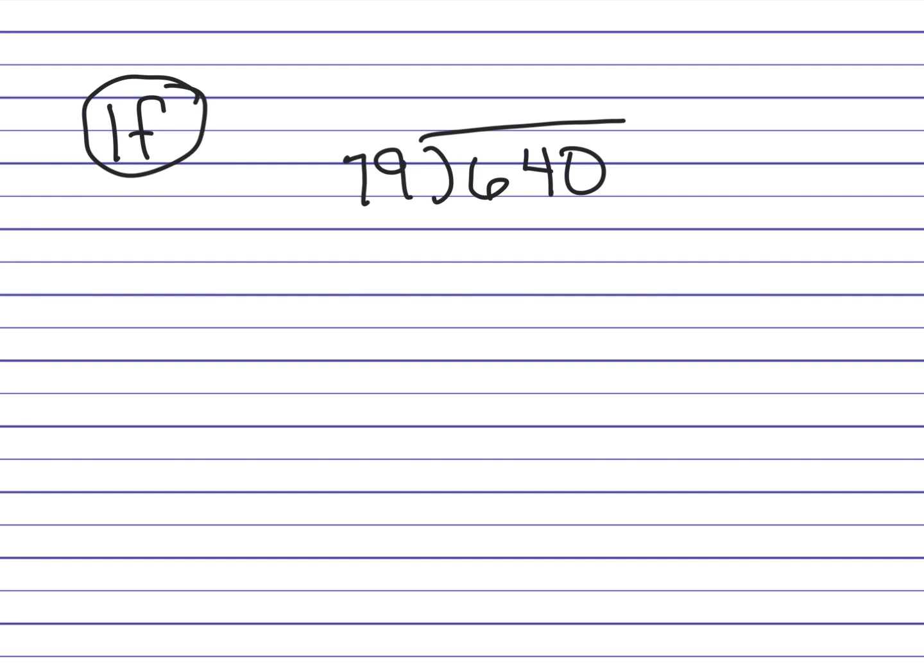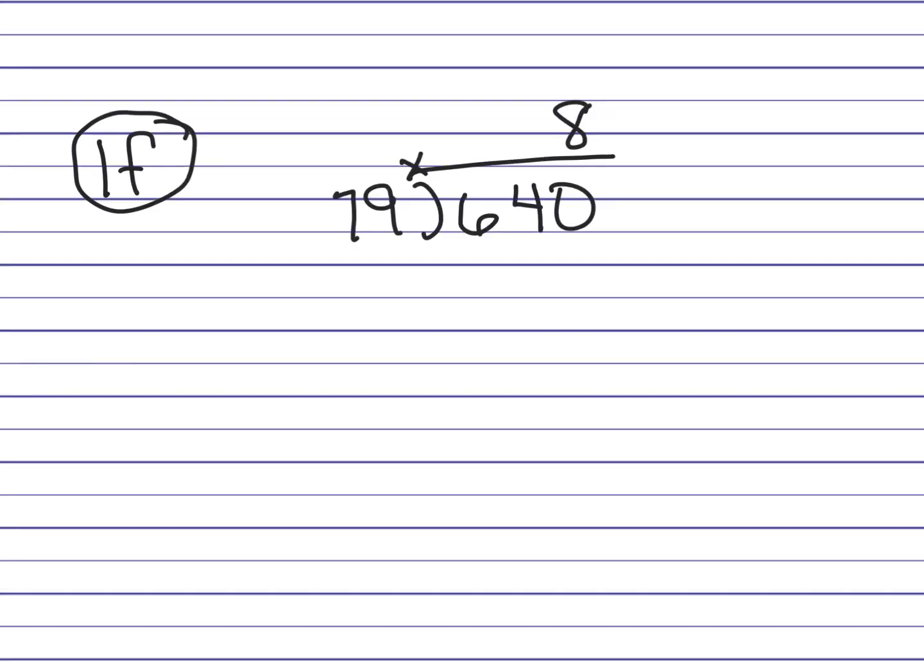Okay, on this problem we have 640 divided by 79. So I'm thinking round that 79 up to 80. And then I think 8 times 8 is 64. So let's try 8 in this one and see what happens. If you do the math here, 8 times 79 is 632. So we're going through our steps. Next we subtract. We get 8. And then there's nothing to bring down, so we could do a decimal, or we could do a remainder of 8, okay?